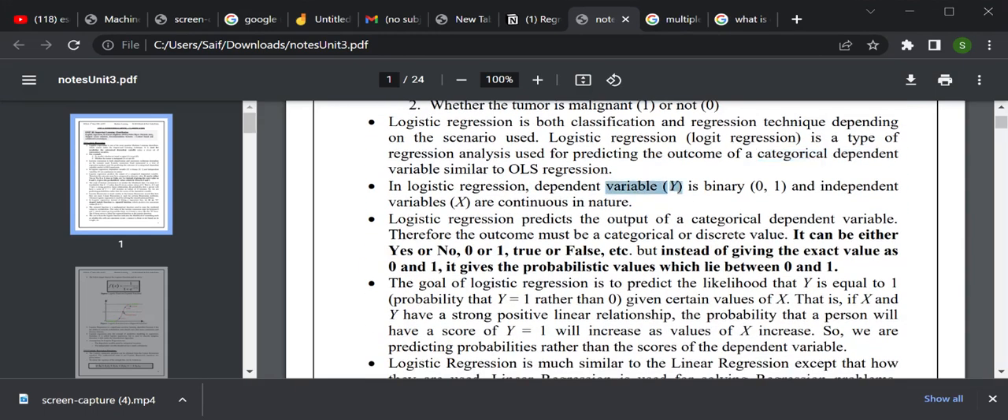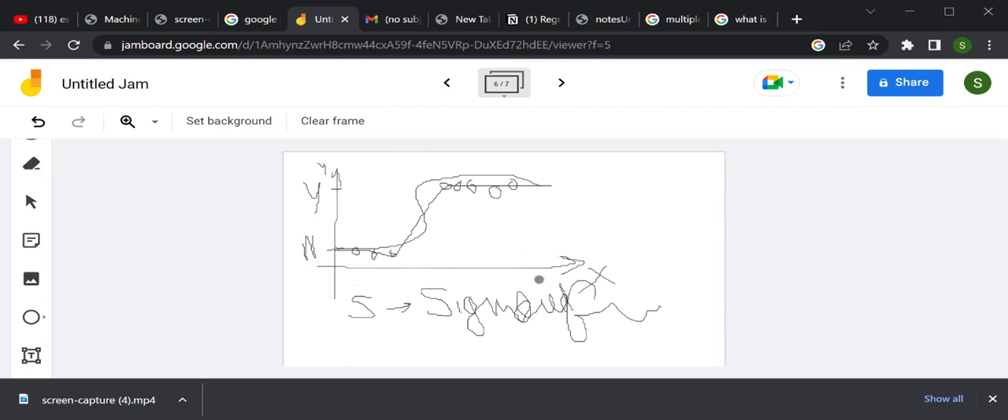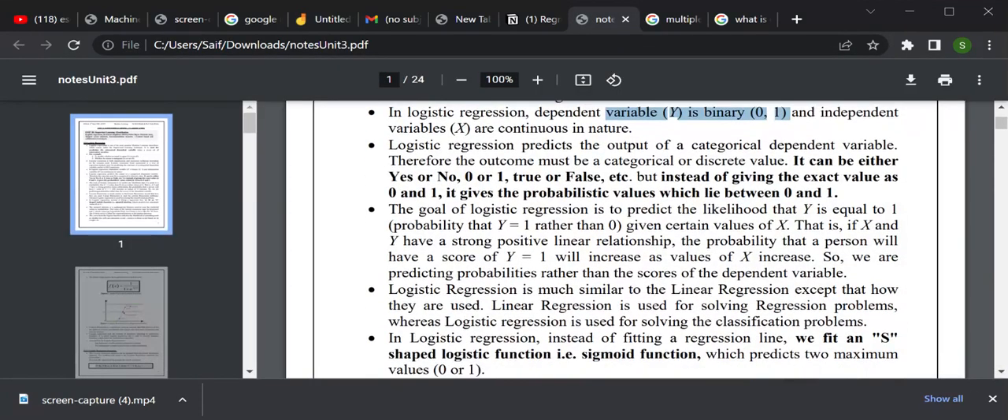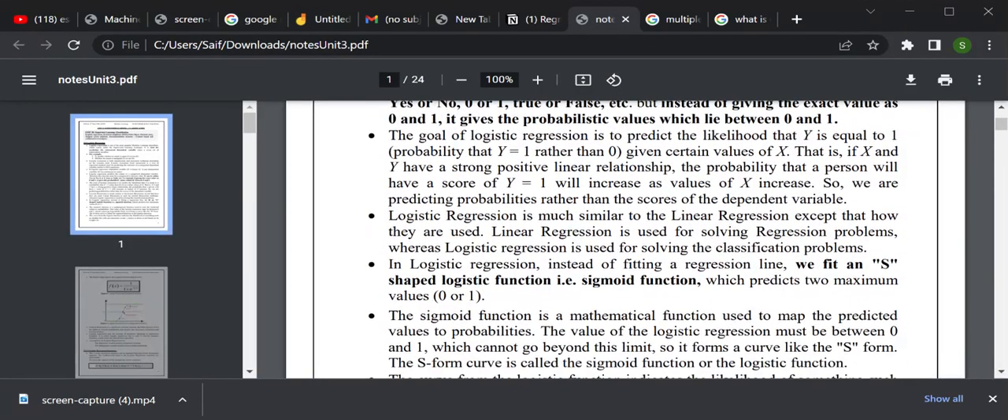Now, y is binary, 0 or 1, and the independent variables are continuous in nature, as we have seen in the example. The weight of a human increases, it is continuous, not any category or something. Just go through this. This is an important point in logistic regression.